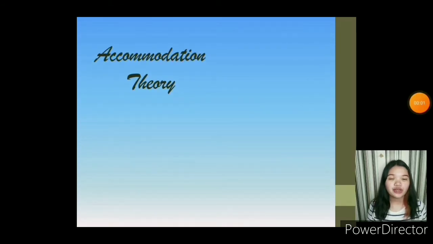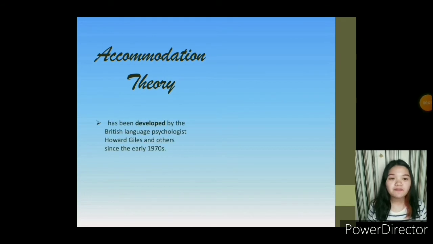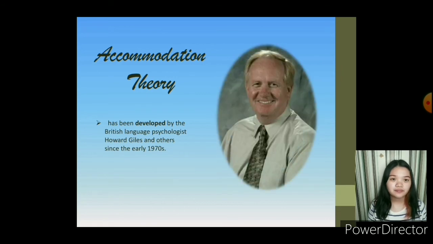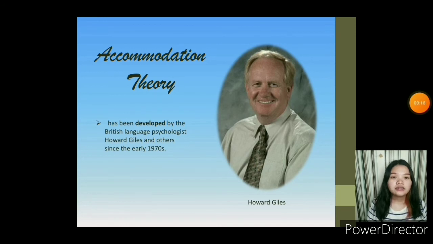Accommodation theory has been developed by the British language psychologist Howard Giles and others since the early 1970s. Giles developed the theory based on his accommodation theory of 1973. He is a professor of linguistics and psychology at the University of California, Santa Barbara.